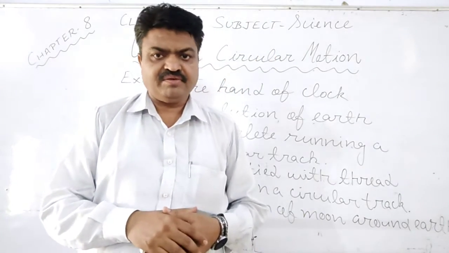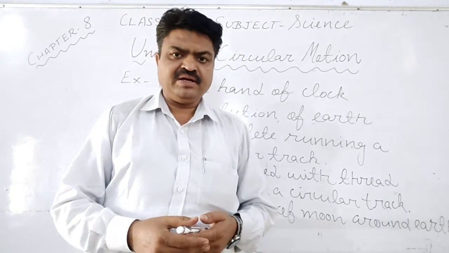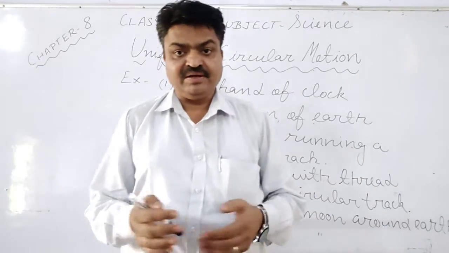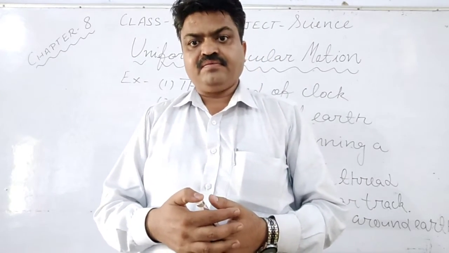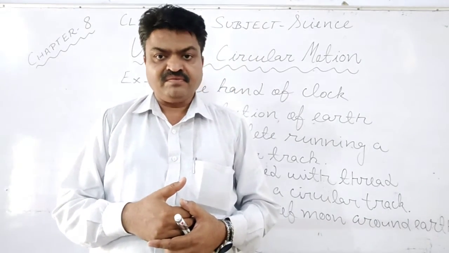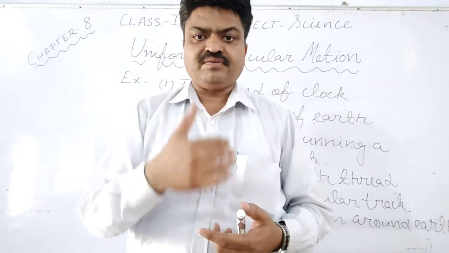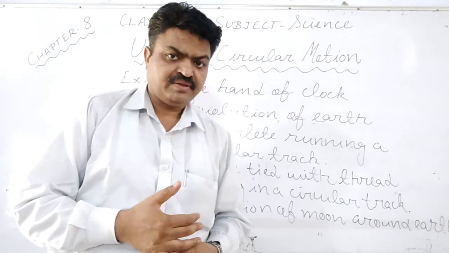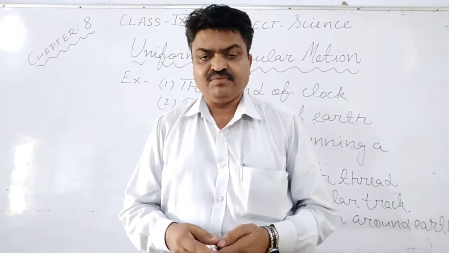In today's segment, students, we will discuss uniform circular motion. In our daily life, we observe this motion: when an athlete is running on a circular track, when the moon moves around the earth, when the hand of the clock moves in 12 hours or 60 seconds. So these are different examples of uniform circular motion.